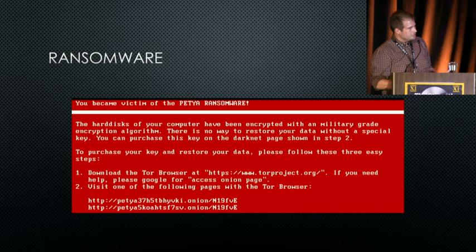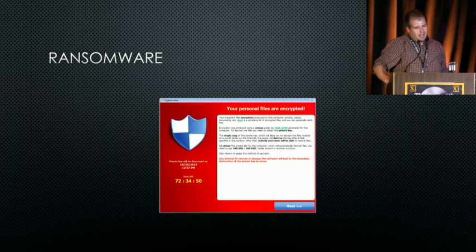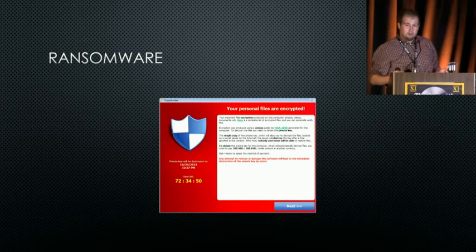And these guys are really serious because they're using military-grade encryption to encrypt your files. So the ransomware business is actually a pretty good business to be in, for those interested. It does make a lot of money in some cases.